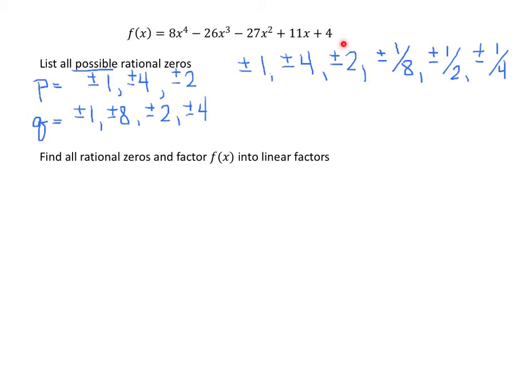From here we have the task of figuring out which one of these possibilities, and there are 12 of them, is actually a zero. Here's where you need to use your trial and error. Start with 1.